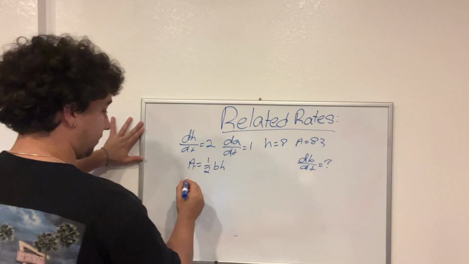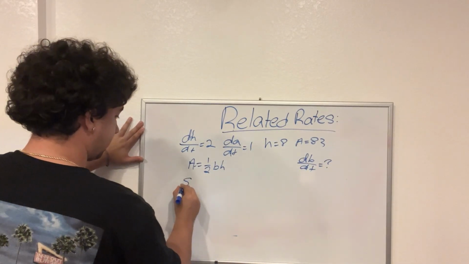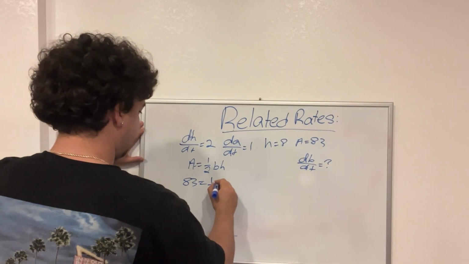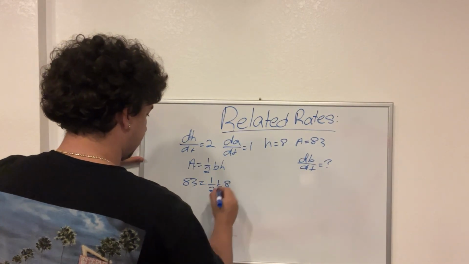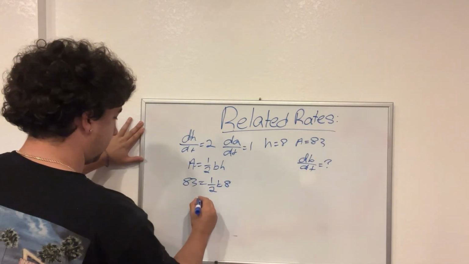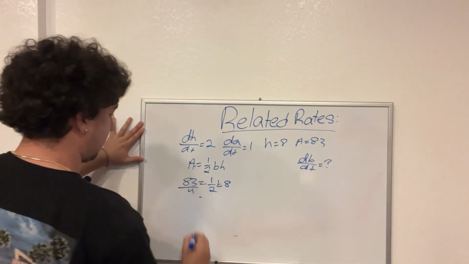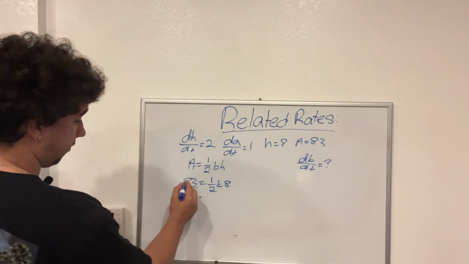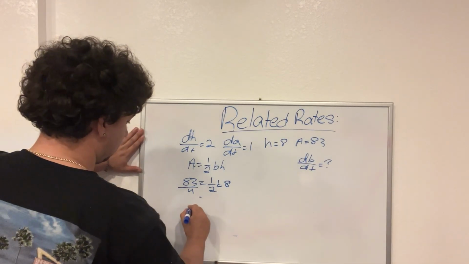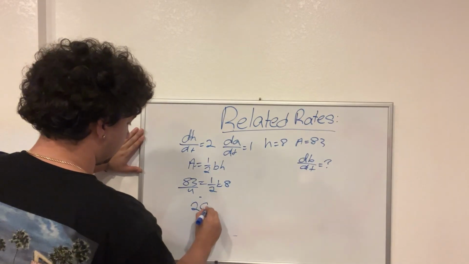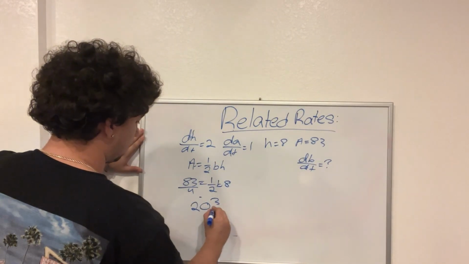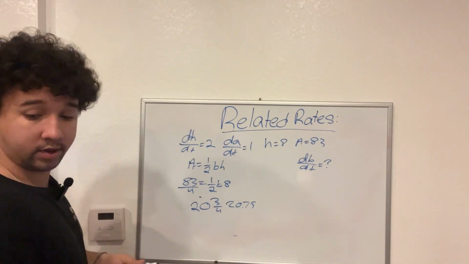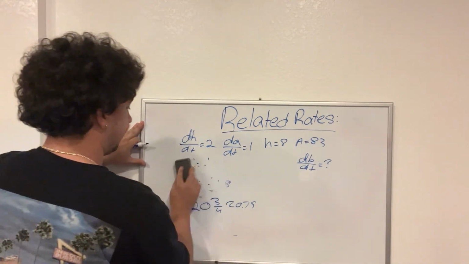So in this case, I'm going to plug stuff in. 83 for A, so 83 is equal to 1/2 B times 8. Well, 1/2 times 8 is 4. So this is all going to end up equaling 83 divided by 4. And then 83 divided by 4, well, 4 goes into 8 2 times. 4 does not go into 3, so 0, with a remainder of 3/4, also known as 20.75. All right, well, that's my base. My base is 20.75.